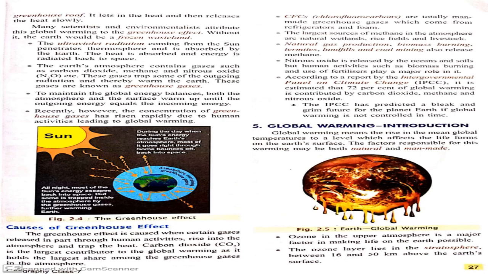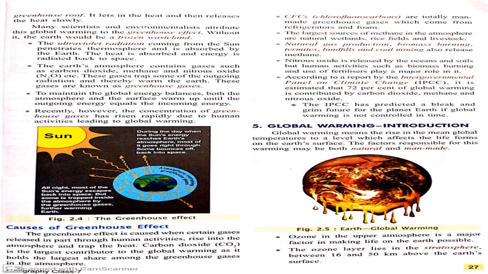Now the earth's atmosphere contains gases such as carbon dioxide, methane, and nitrous oxide. The chemical formula for nitrous oxide is N2O. These gases trap some of the outgoing radiations and thereby warm the earth. Now we saw the incoming and outgoing. The ultraviolet radiation is absorbed by the earth, the heat is absorbed and the energy is released. That is what we saw in the above paragraph.